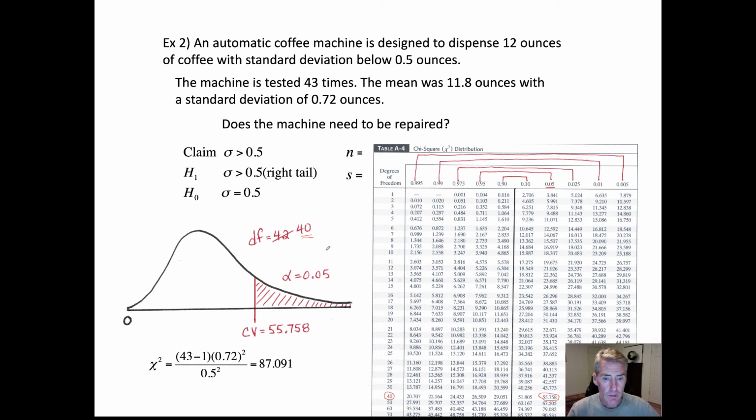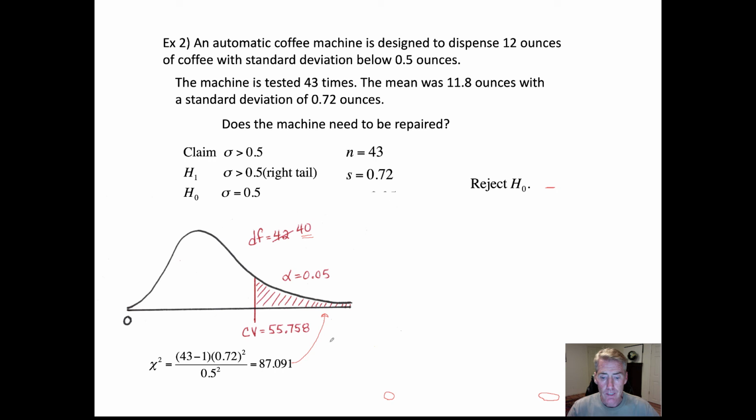Then do the little formula. It's going to be n minus 1. The S is 0.72, and the number from the claim, 0.5. You square both of those standard deviations. It turns out to be 87.091. And that also lands far to the right, which means that we did actually prove something.